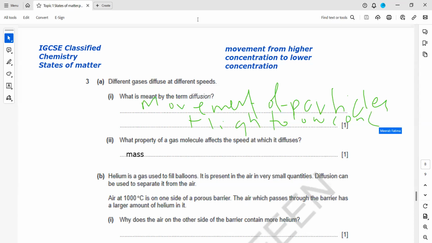What property of a gas molecule affects the speed at which it diffuses? The speed of diffusion depends on the mass, molecular mass or relative molecular mass, you can also say atomic mass, as well as the temperature. But molecular mass is appropriate here.